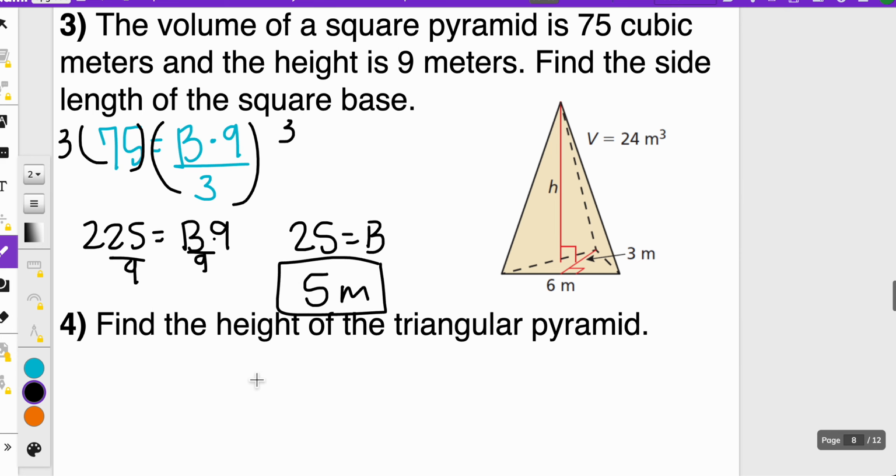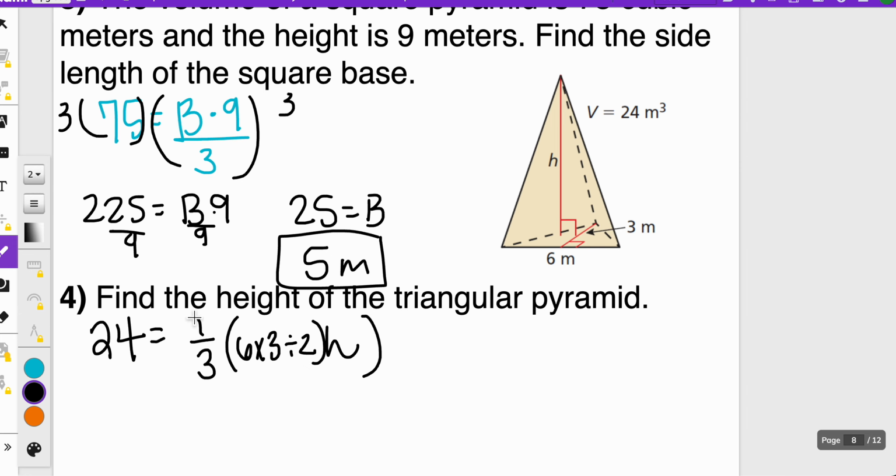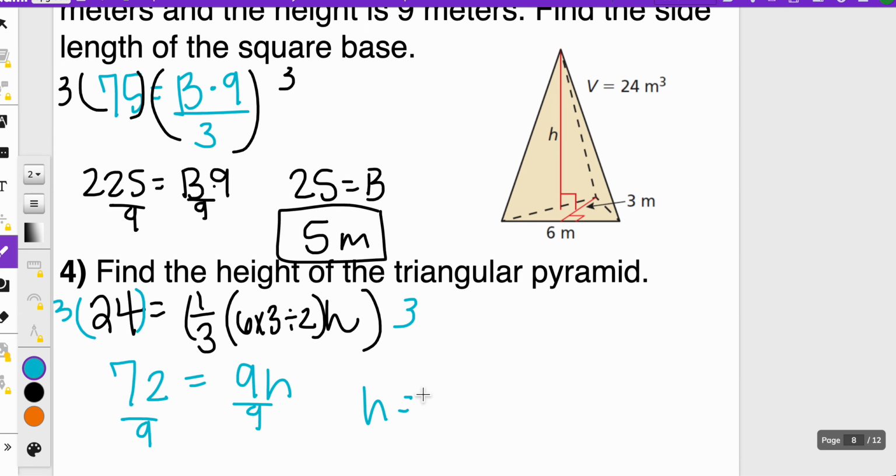Find the height of the triangular pyramid. So my volume is 24. That is equal to 1/3 area of the base. That would be 6 times 3 divided by 2, and height is unknown. First thing I'm going to do is multiply everything by 3 on both sides. So 24 multiplied by 3, I'm going to get 72 is equal to 6 times 3 is 18. 18 divided by 2 is 9. And then divide both sides by 9. The height is 8.